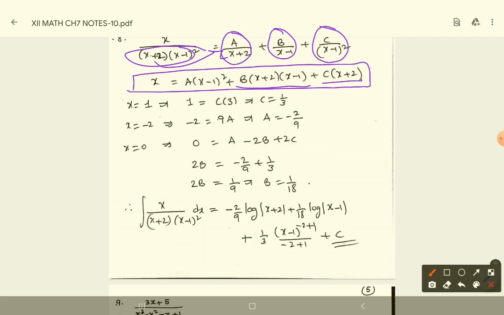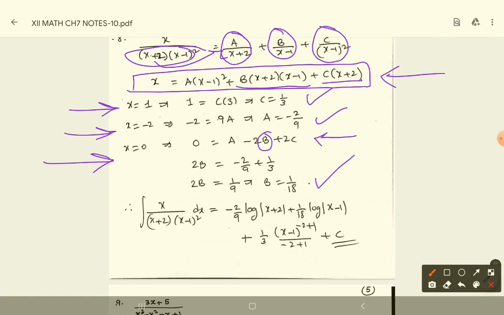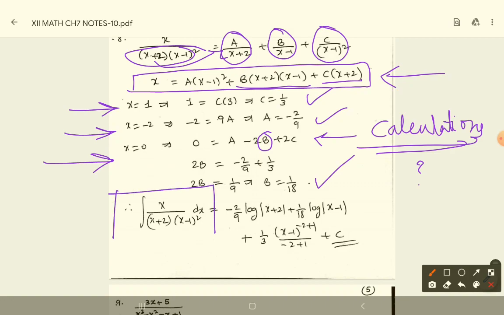Then substitute values one by one. X is equal to 1, x is equal to minus 2 I have taken. The reason is some of the factors will become zero here. Then I get the c value and a value. X is equal to 0, if I take, I can get the leftover value, which is b. I can find it out by using this method. But here the calculations are very important, which I am not showing here because you will have to work out the calculations. Then after getting all the values, what do we do? Substitute those values.